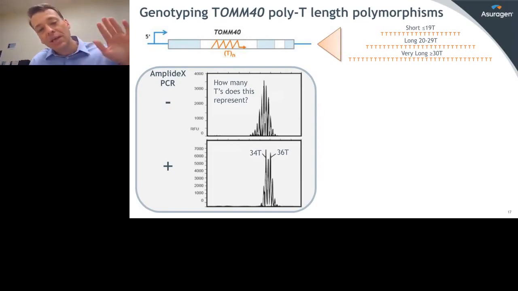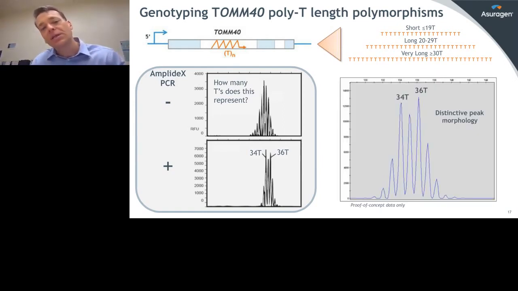Now, if you use routine PCR conditions to amplify this particular region, you get a profile that looks like this. But I have no idea whether this is one allele or it's 2 alleles or it has mosaicism or what may be happening here. But again, if we apply AmplideX chemistry to be able to provide very resolute and defined products, now we can tell exactly what this is. The 2 highest peaks are in fact the 2 genotypes that are associated with the 2 corresponding alleles, 34T, 36T. Separation of 2 T's can be made very easily here.